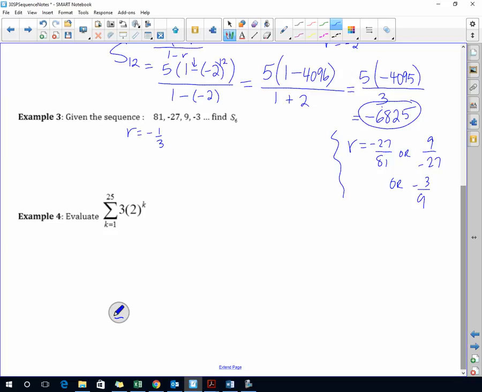Okay, so we're finding S6. What's my formula? The first term, which I know, 81, times 1 subtract, yeah, make sure you have it in brackets, negative 1/3 to the power of 6, all over 1 minus negative 1/3. Are we good? The easiest way, if you don't have a fraction key on your calculator, is just do 3 to the power 6 and get that, and then put 1 over it, right?